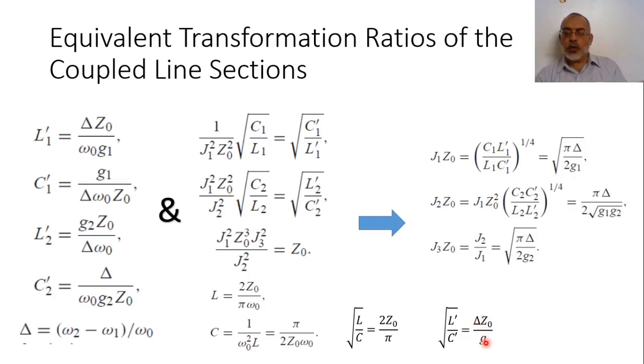So in this case, L dash over C dash is equivalent to delta Z naught over G. Assuming that we are talking about L1 dash over C1 dash, this would be delta Z naught over G1. And L over C, assuming L1 over C1 or L2 over C2, would be 2Z naught over pi. So it means that C over L square root would be pi over 2Z naught. So this value to the power 1 over 4 is equivalent to the square root of pi delta over 2G1. Delta here is the bandwidth of the required filter. G1 is the value of G1 obtained from the low-pass prototype.